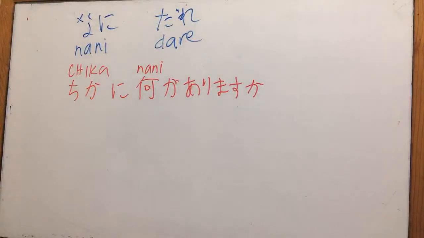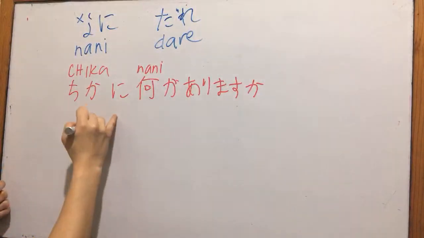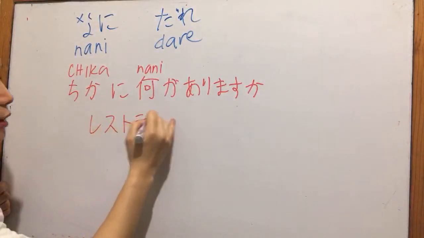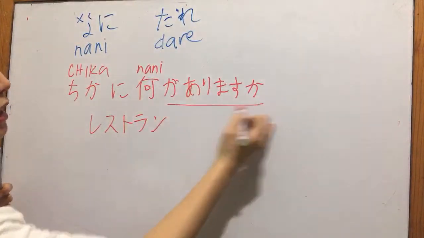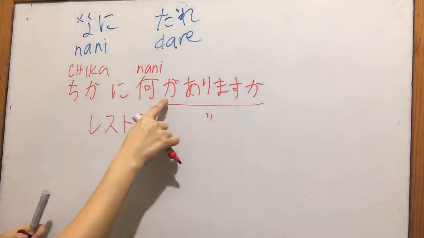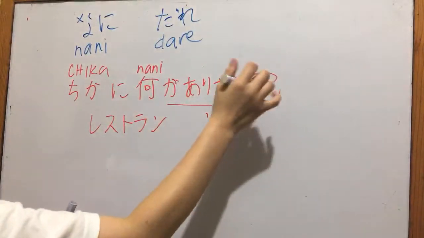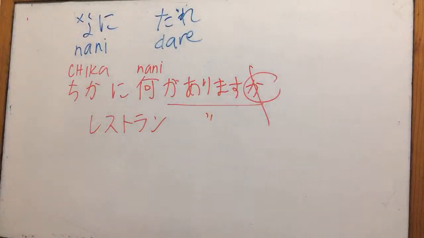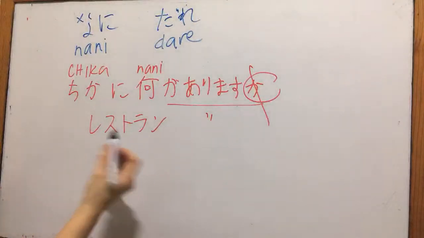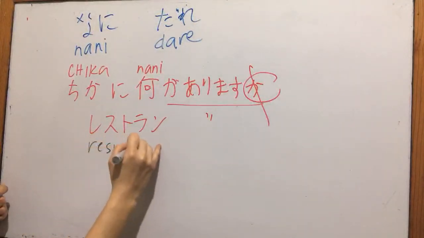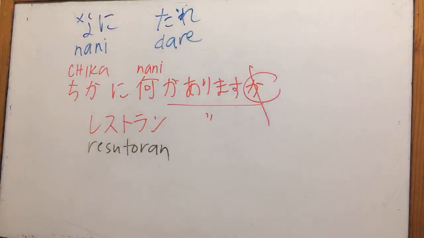And your answer is, for example, restaurant ga arimasu. There are restaurants. Okay, restaurants. And then just copy this. Restaurant ga arimasu. Without this. So, restaurant ga arimasu. Okay, so we have that for restaurant.